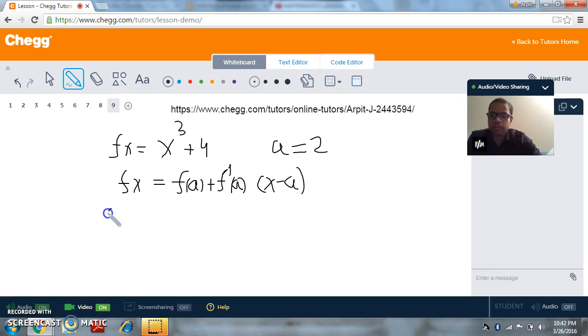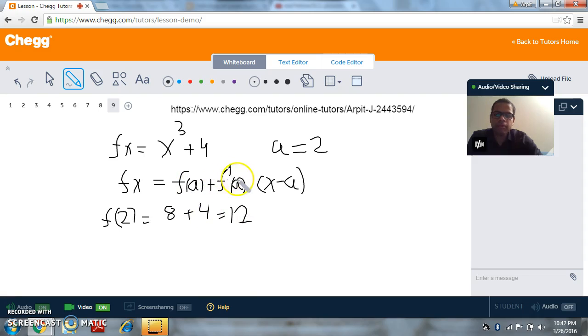What is f of a? f of a becomes f of 2. So we simply plug in 2 in the equation to find out f of a. So this becomes 2 cubed plus 4. 2 cubed becomes 8, so this becomes 8 plus 4, and this becomes 12.